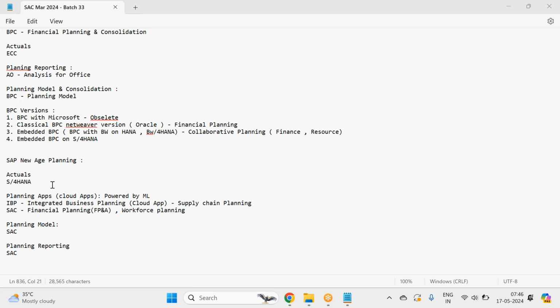Okay. APO's demand planning is an inbuilt concept in both SAC and IBP. It is present in both SAC and IBP. Okay. So it is going away from traditional products into new age cloud-based solutions, IBP and SAC. So these new age solutions are AI, ML based forecasting tools.